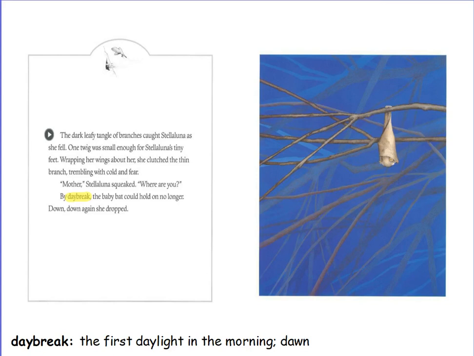The dark, leafy tangle of branches caught Stellaluna as she fell. One twig was small enough for Stellaluna's tiny feet. Wrapping her wings about her, she clutched the thin branch, trembling with cold and fear. "Mother," Stellaluna squeaked, "where are you?" By daybreak, the baby bat could hold on no longer. Down, down again she dropped.